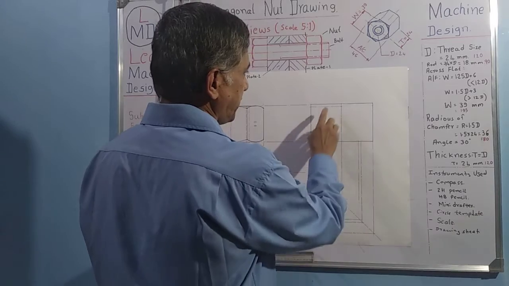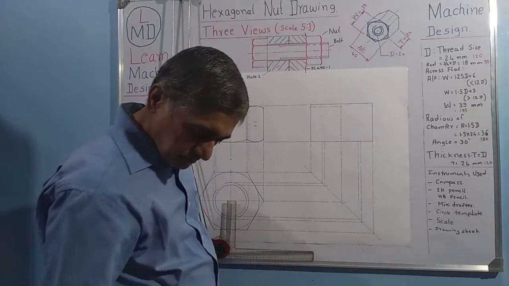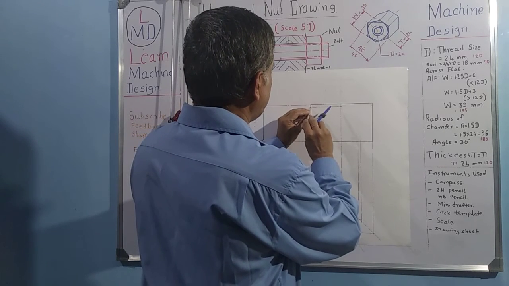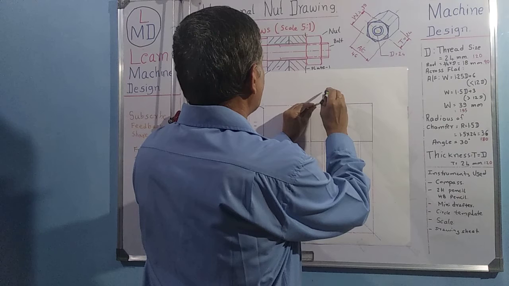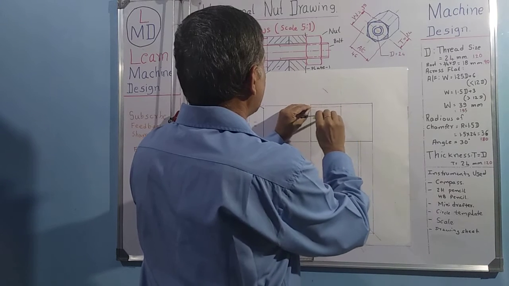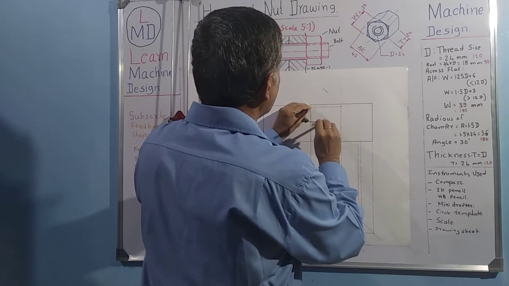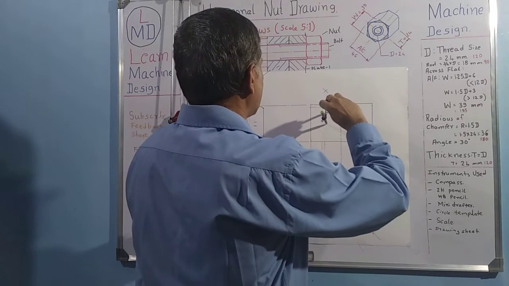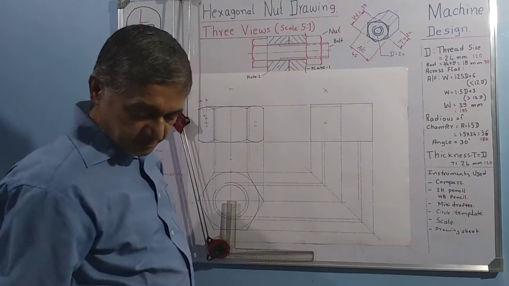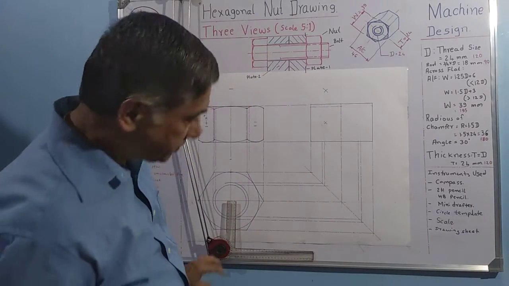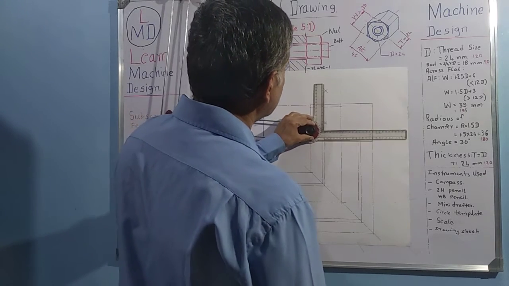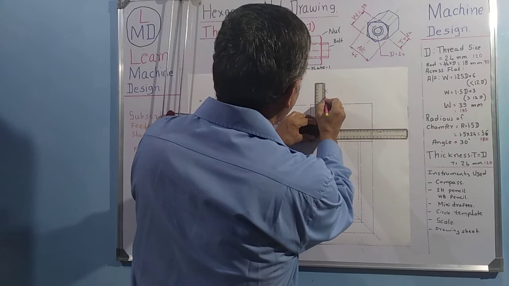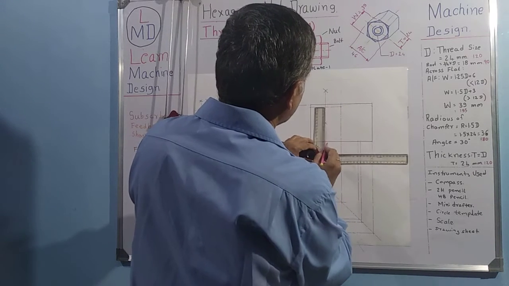We have to divide this line using this compass, like this, like this. We have got 2 lines. Then construction line is, then we have to draw like this.